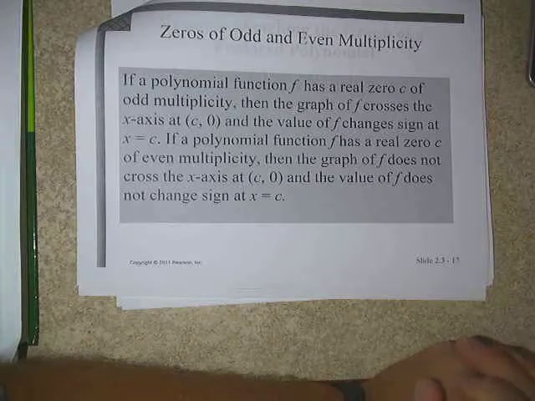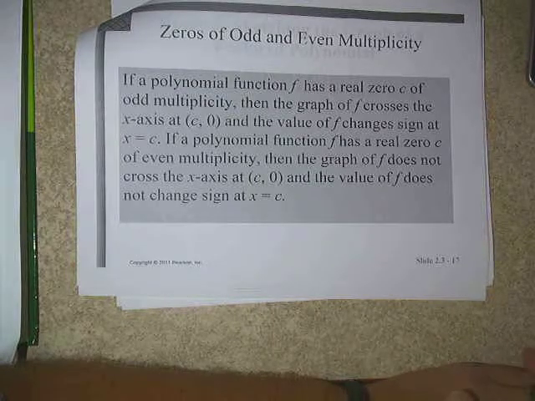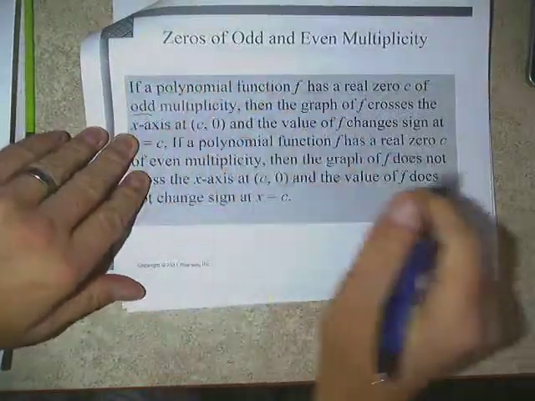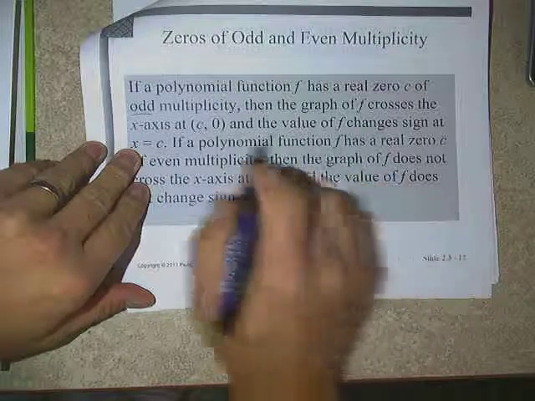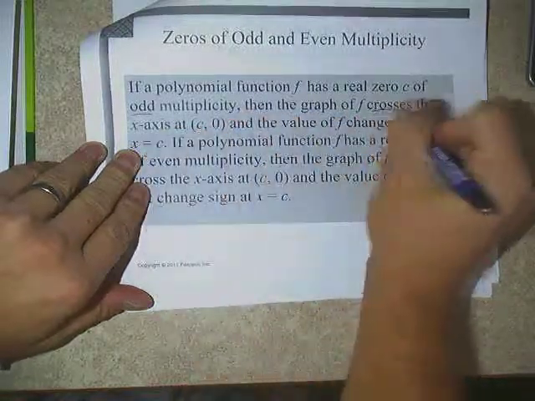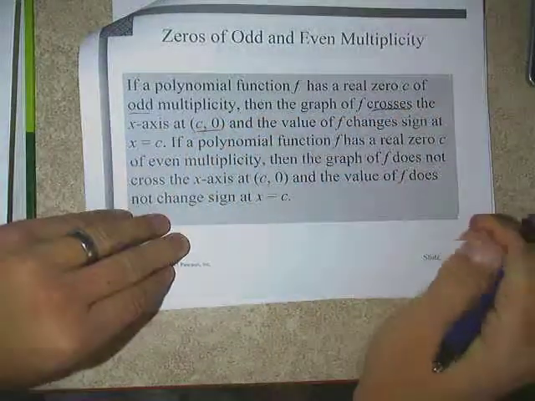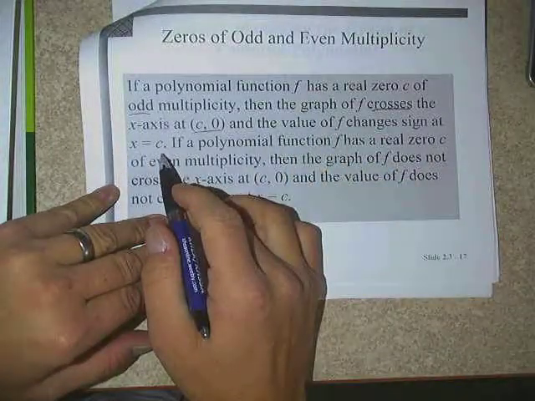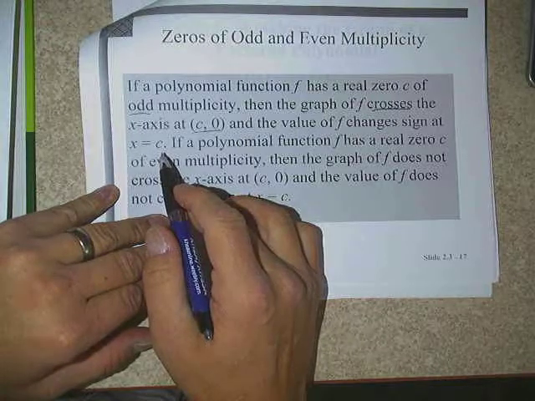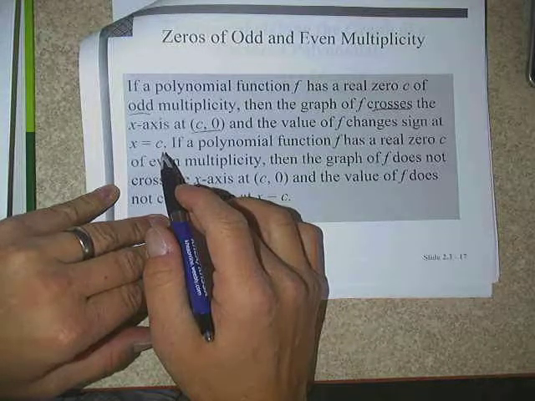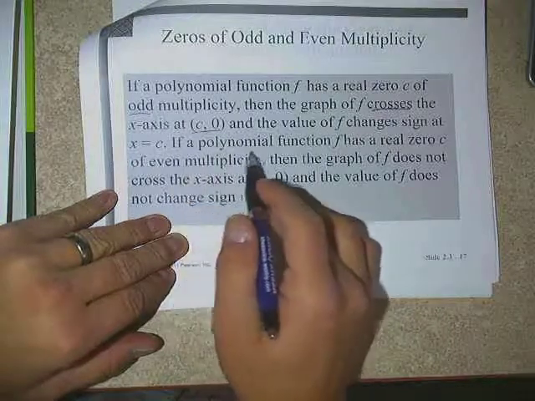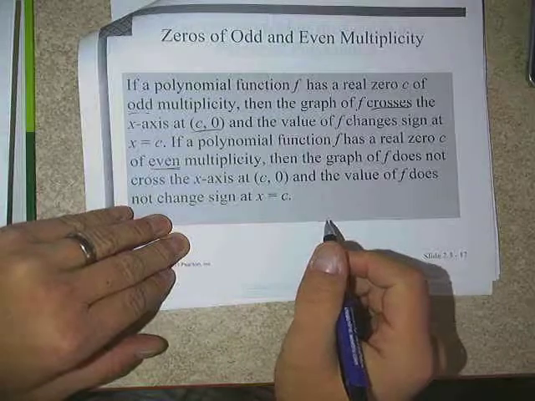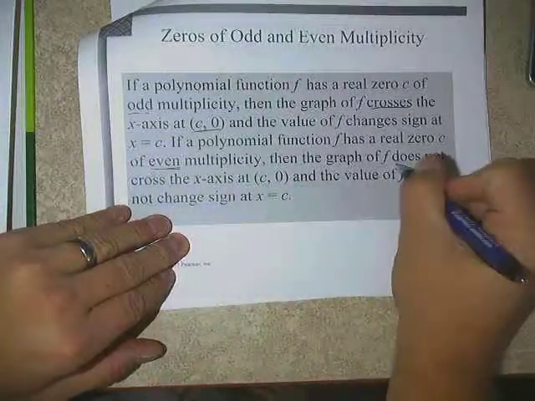And this slide kind of tells us what the deal is with that question that I just asked. If a polynomial function has a real zero c of odd multiplicity, then the graph of f crosses the x-axis at that point. So if it's odd multiplicity, like 1 for instance, then the graph is going to cross the x-axis at the point (c, 0). And the value of f changes sign at x equals c. In other words, the function changes from positive values to negative values, or vice versa.